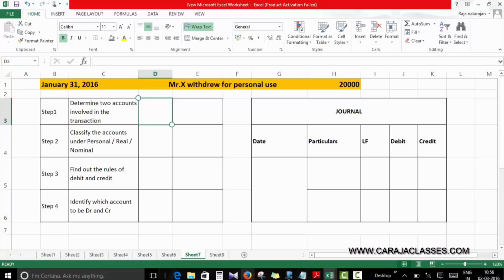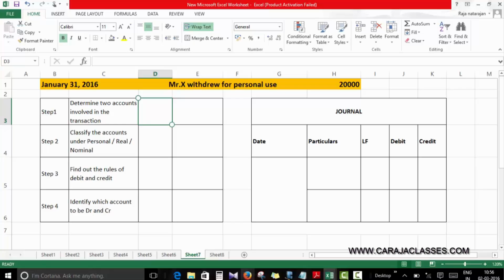So when he withdraws the money, he has got an obligation to pay back. Okay, so he's a person and he's the proprietor. He's withdrawing. So I'm going to stress on that word, drawing. Drawing represents money withdrawn by the proprietor or owner of the business for their personal use.